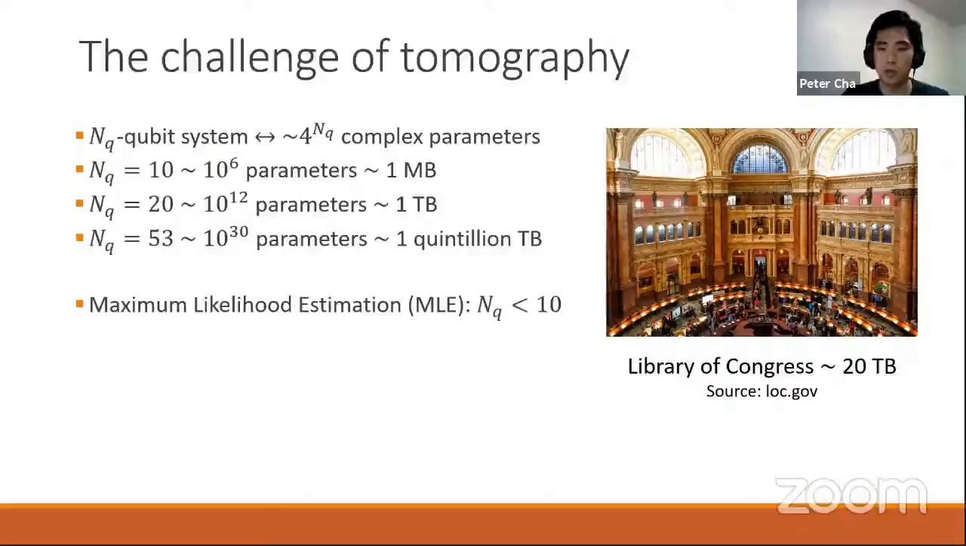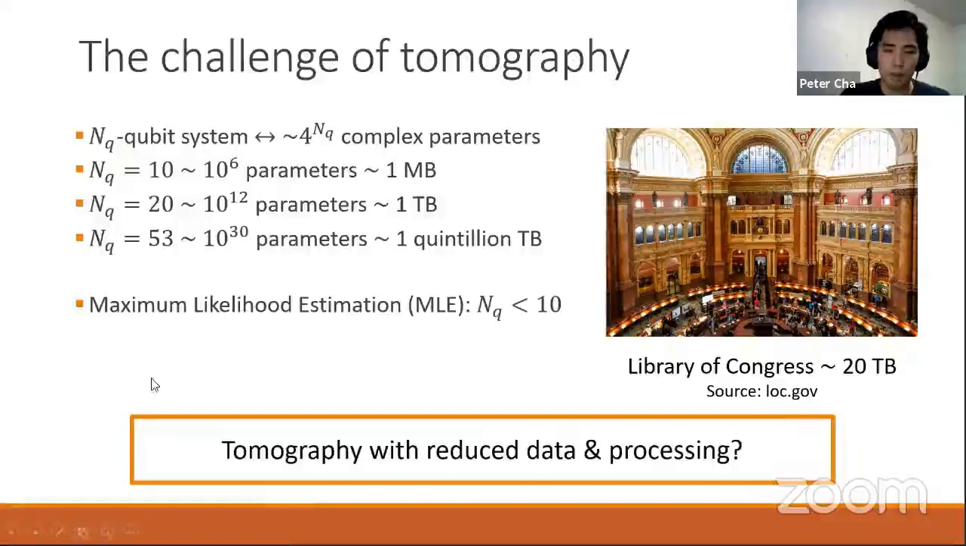And so as we move forward in the era of larger system sizes and higher functioning quantum devices, the question becomes important: is it possible to carry out tomography with reduced data and processing requirements? Of course, information theoretically, we cannot completely defeat the exponential bound. But depending on the types of states that we're interested in, and the precision to which we'd like to characterize these states, we might be able to do better than maximum likelihood estimation.